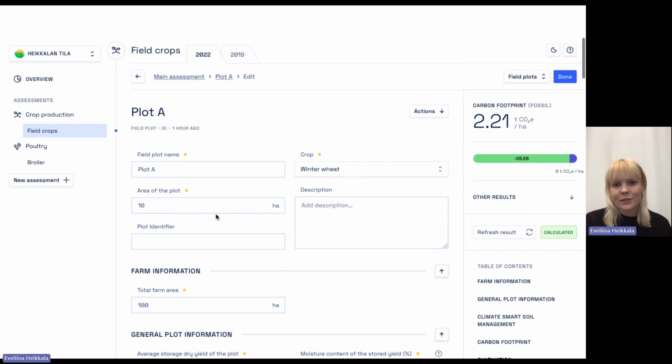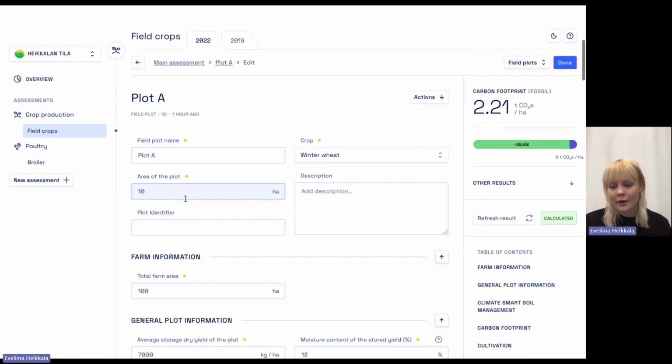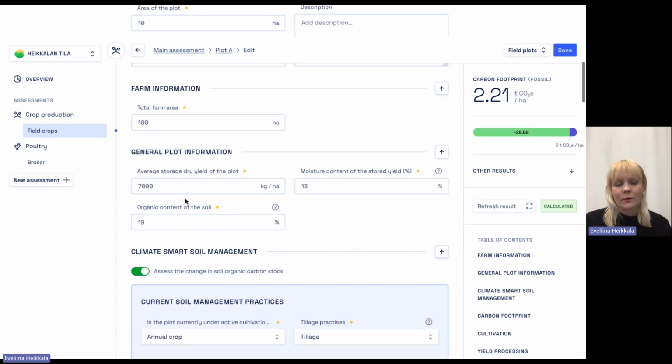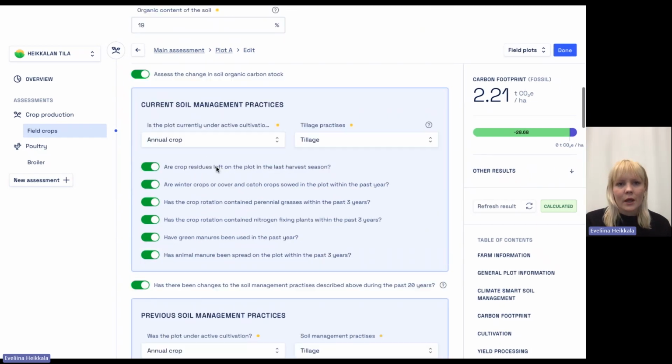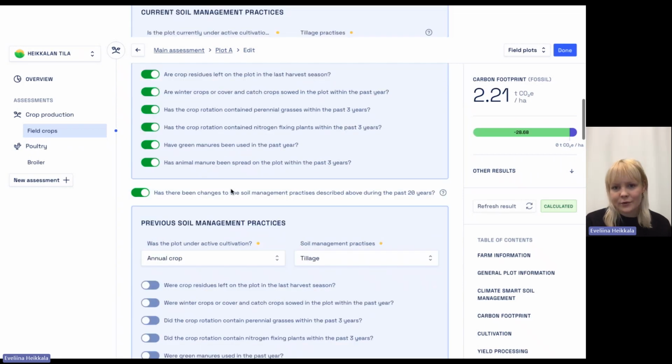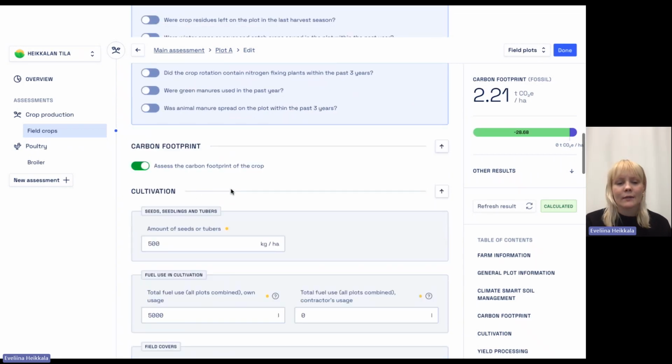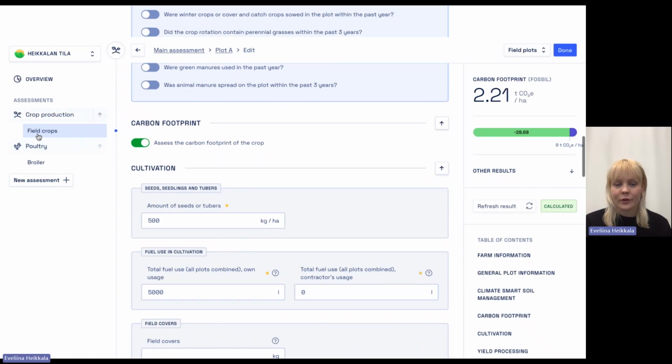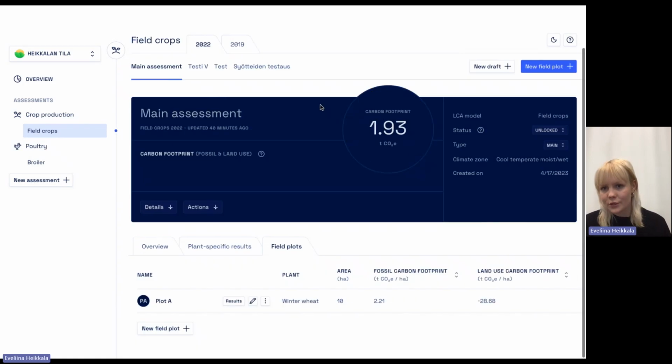So here, they will just input all the necessary values or variables that are being asked here. So for example, information about the fuel usage and what kind of land management or soil management practices they are using and have they changed during the past 20 years. And then you can calculate the carbon footprint for your crop. And here in our case, it was now 3.32.